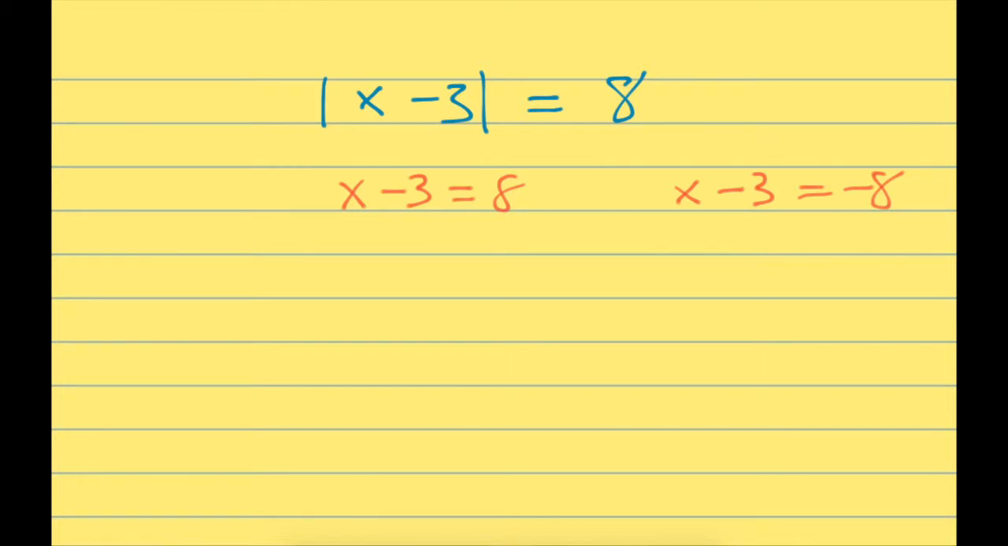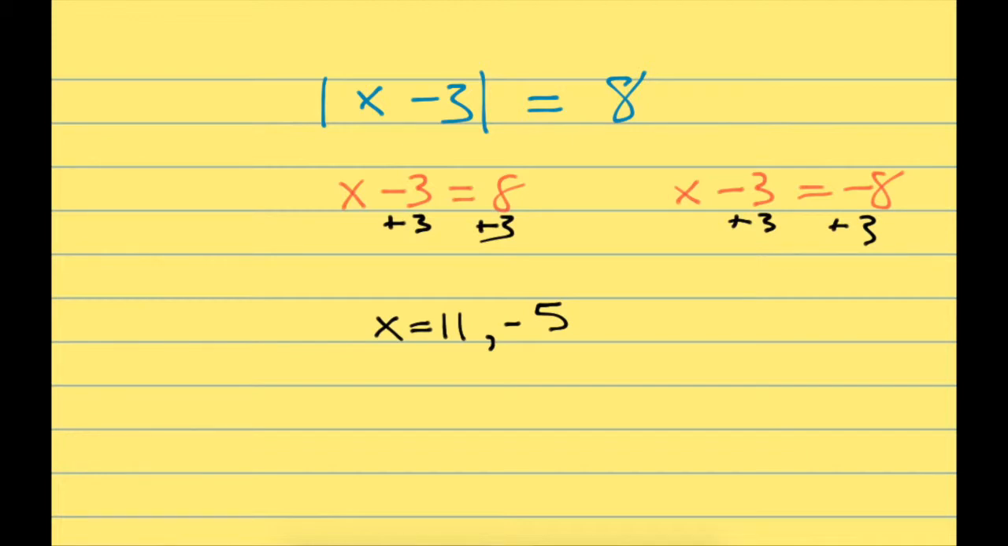And so to solve this equation, I can solve those two individually. So to get rid of the absolute value, I just make one positive and one negative. And then I solve the way I normally solve. And I get x equals 11. And on the other one, I get x equals negative 5.